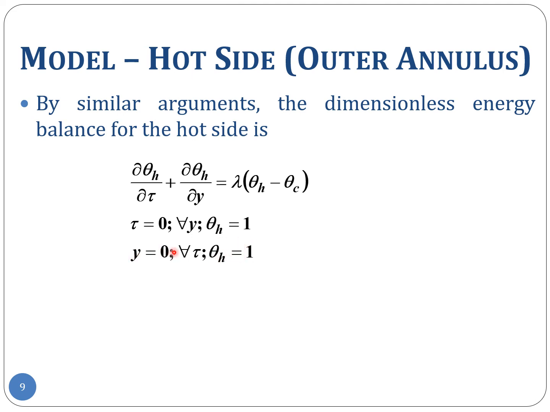This corresponds to parallel or co-current flow. If this were counter current flow, then this condition would be at y equal to 1, or Z equal to L, because the hot fluid would enter at the opposite end. So that is how this condition changes between co-current and counter current flow. Otherwise, the model equations are the same.